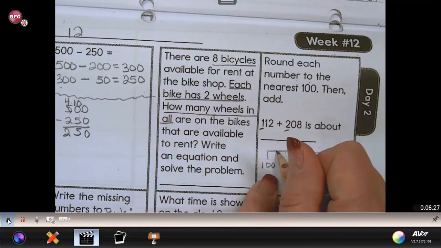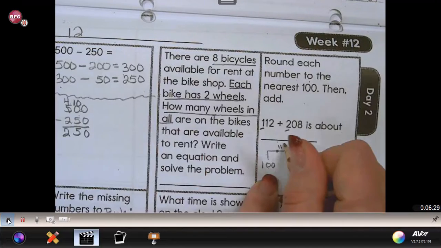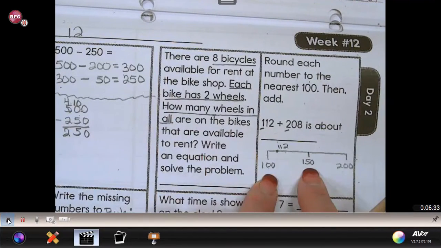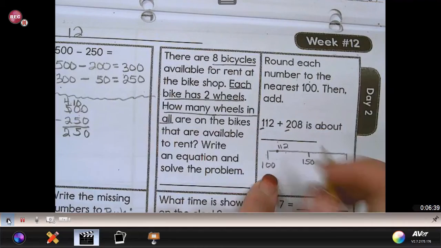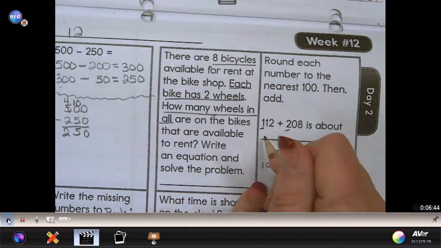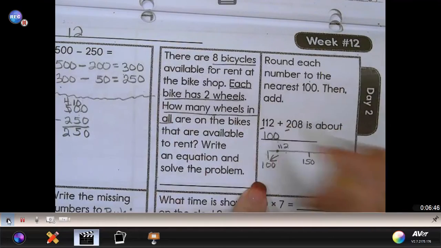112, I would say, is right about here. And so we can see that 112 is less than 150. And since it's less than 150, it is closer to 100. So 112 rounds to 100.